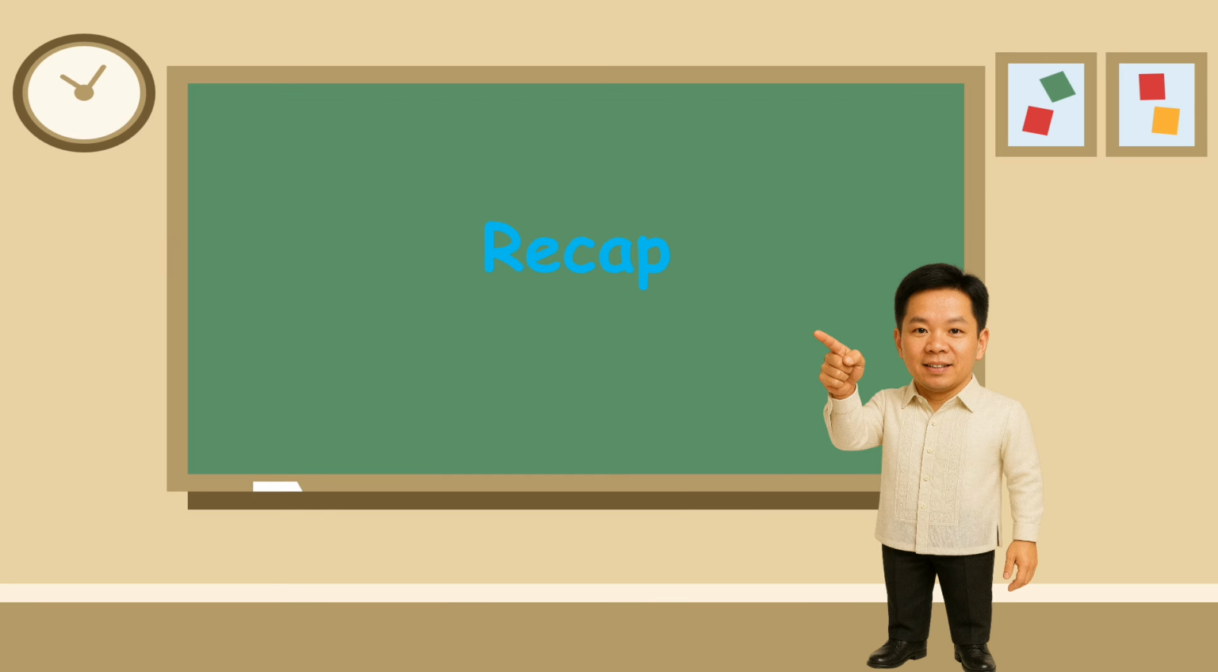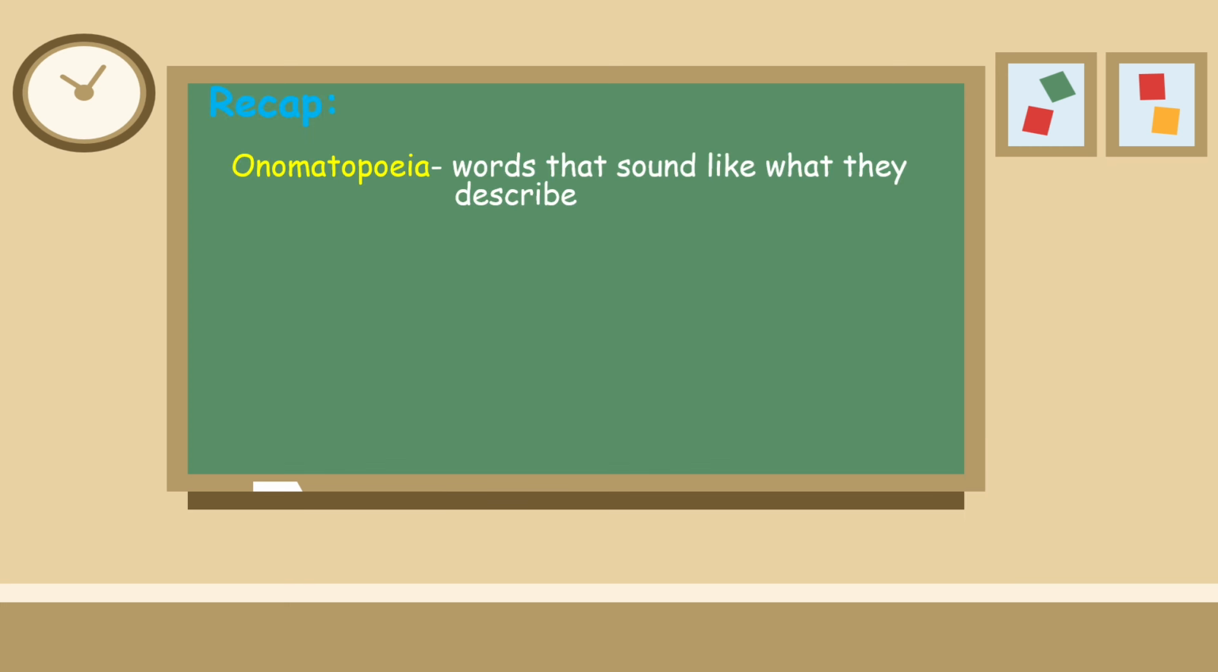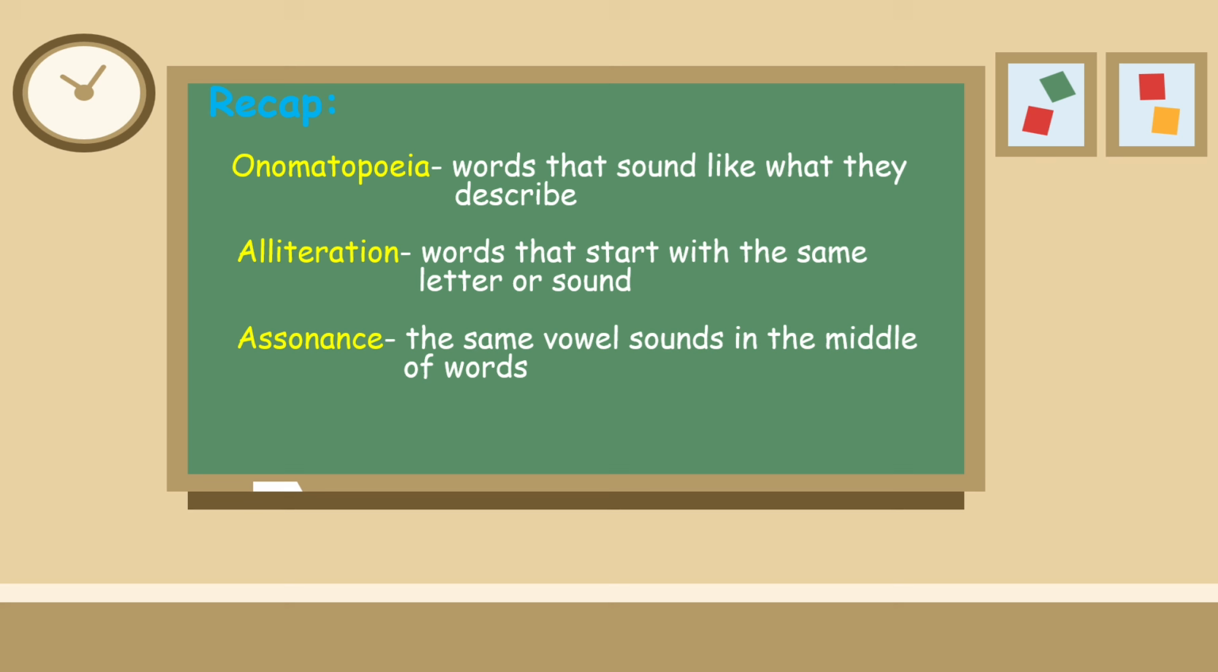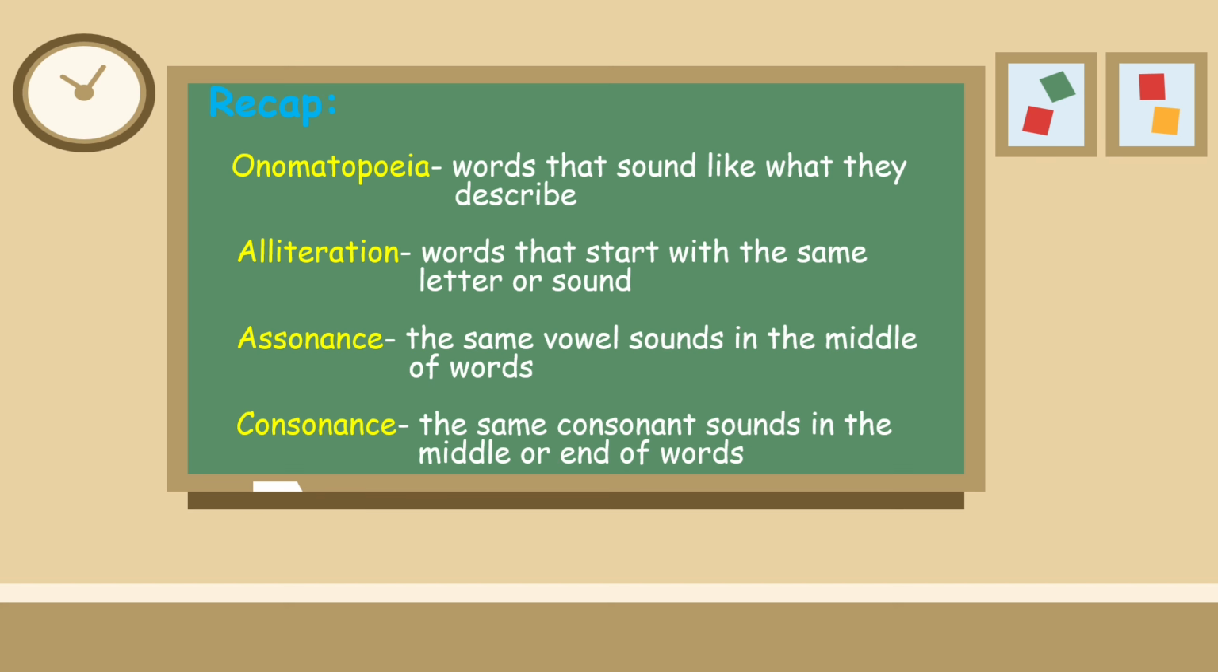Now let us recap our lesson. Always remember, onomatopoeia are words that sound like what they describe. Alliteration are words that start with the same letter or sound. Assonance uses the same vowel sound in the middle of words, while consonance uses the same consonant sound in the middle or end of words.